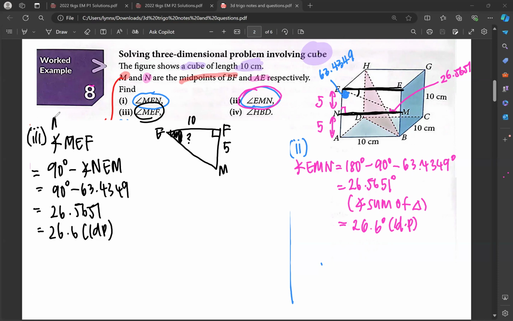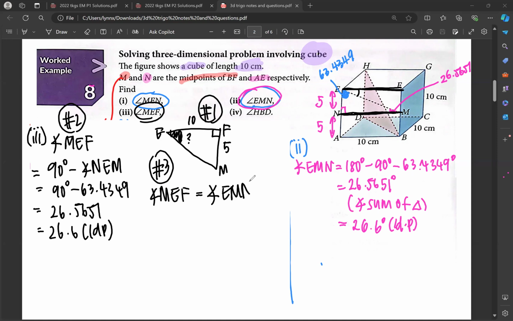Very good. So this is method 1, this is method 2. I won't write like that. Method 1, method 2, and method 3. Method 3 means I can straight away find angle MEF. MEF is actually equal to angle EMN, which is equal to 26.6 degrees.